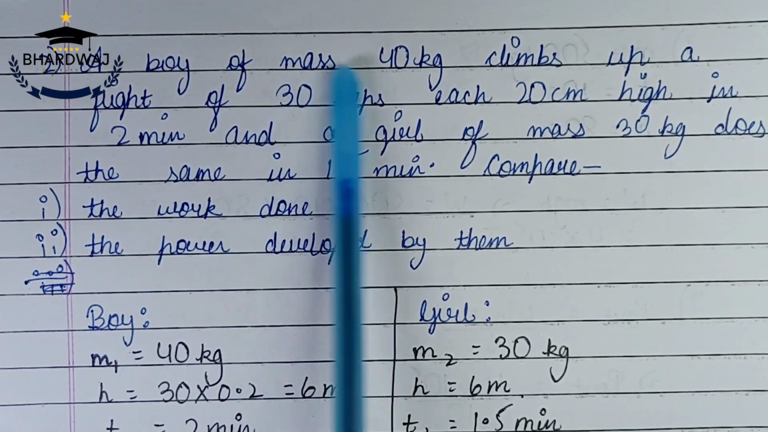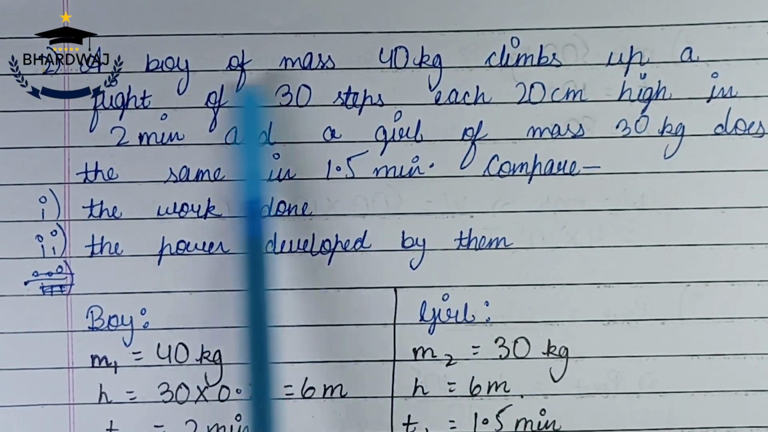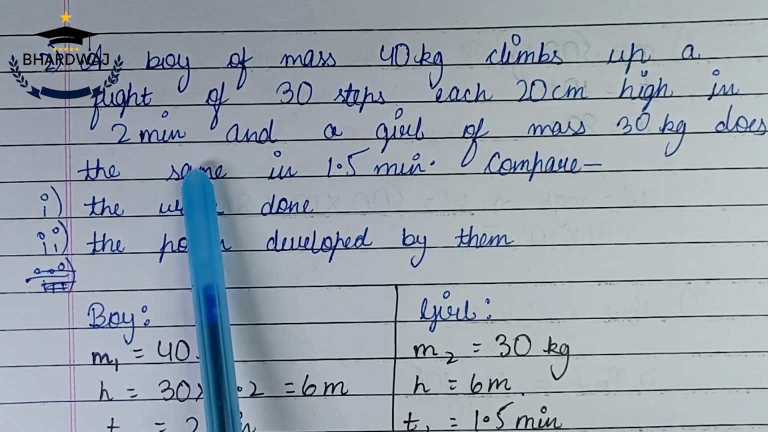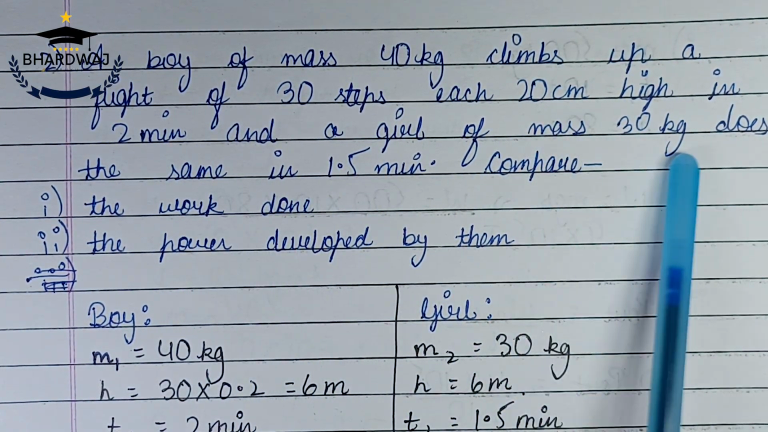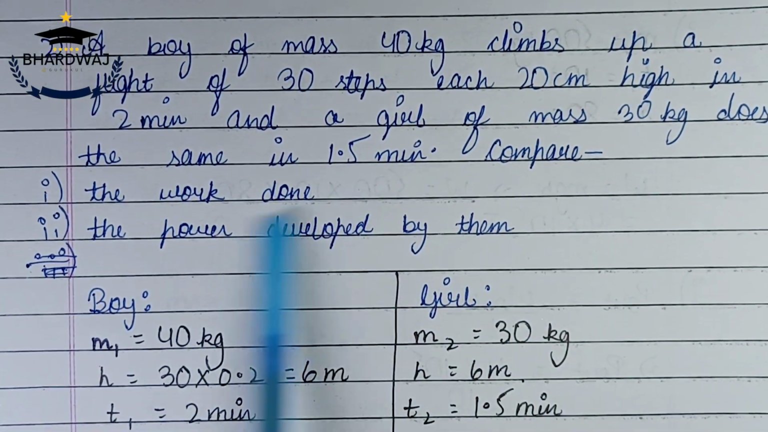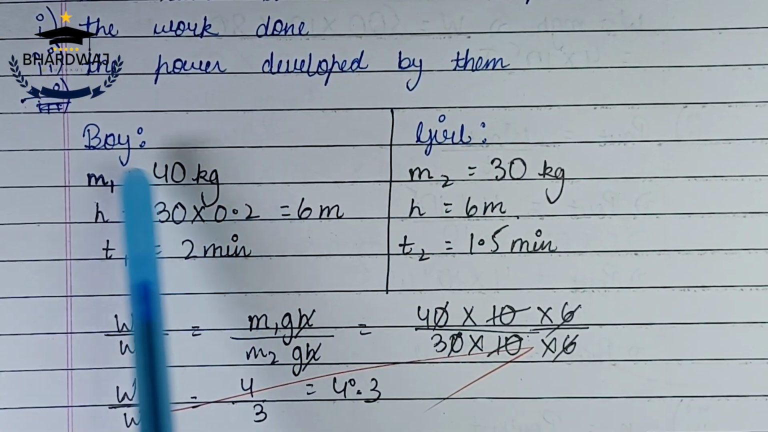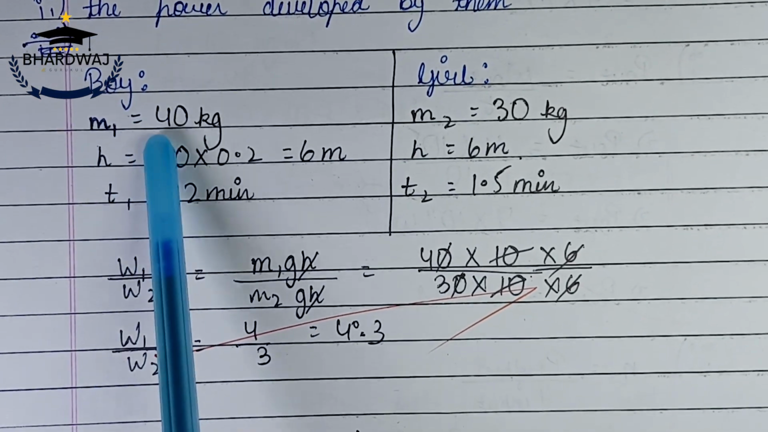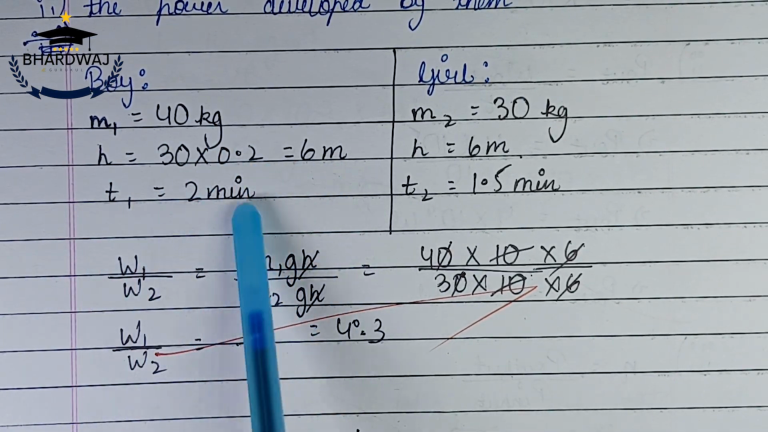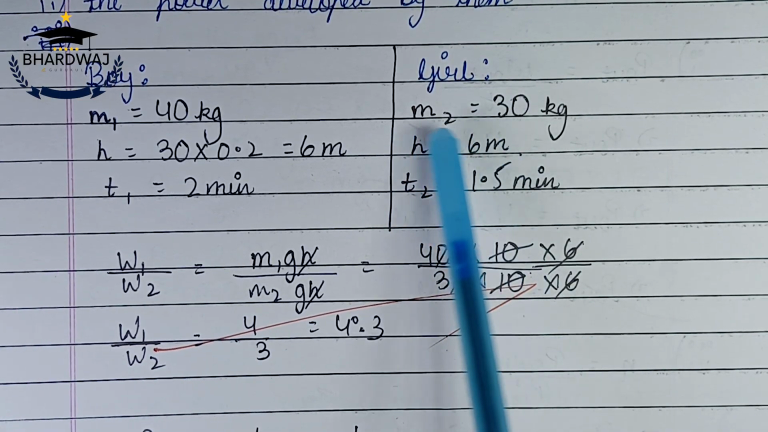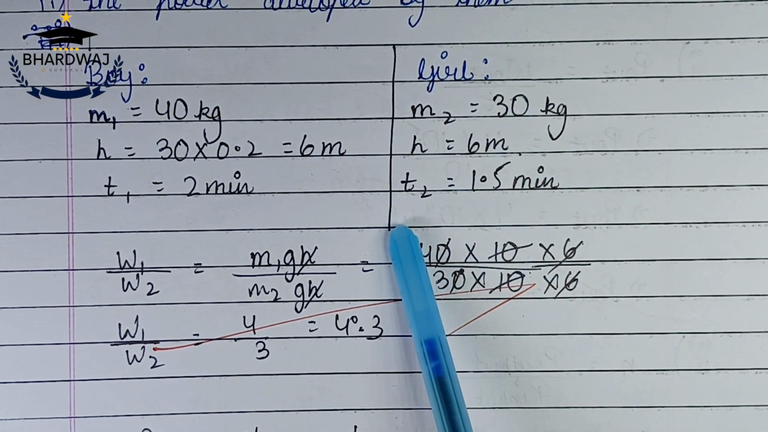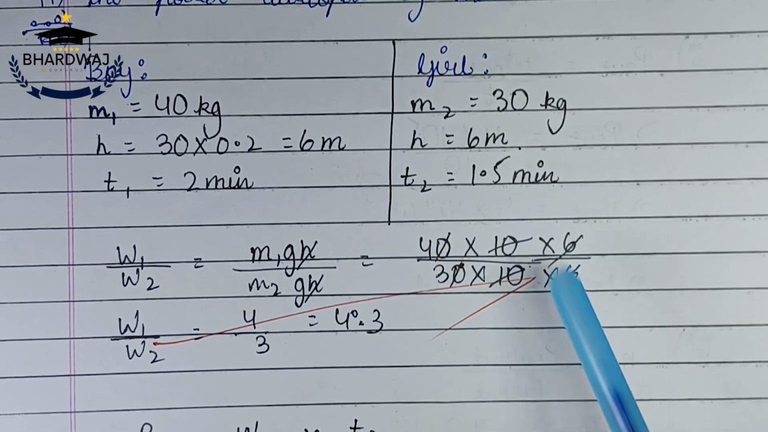Second, a boy of mass 40 kg climbs up a flight of 30 steps, each 20 cm high, in 2 minutes, and a girl of mass 30 kg does the same in 1.5 minutes. Compare the work done and the power developed by them. Boy: m1 equals 40 kg, height equals 6 meter, and time taken is 2 minutes. Mass m2 of the girl is 30 kg, height is the same 6 meter, and time taken equals 1.5 minute.